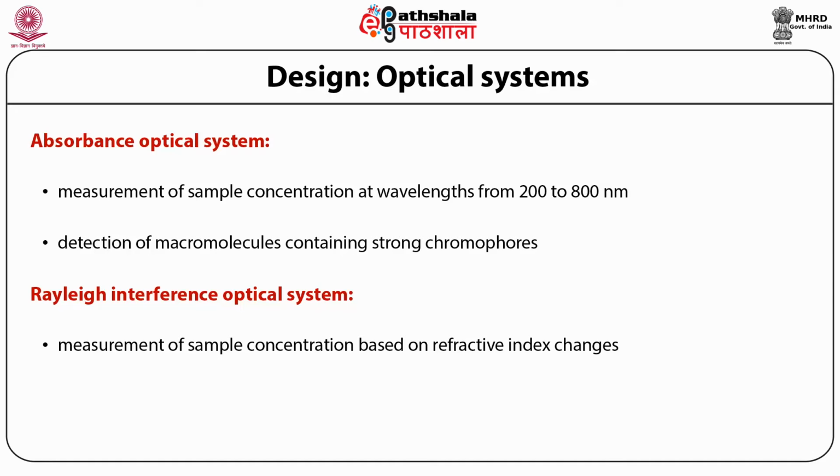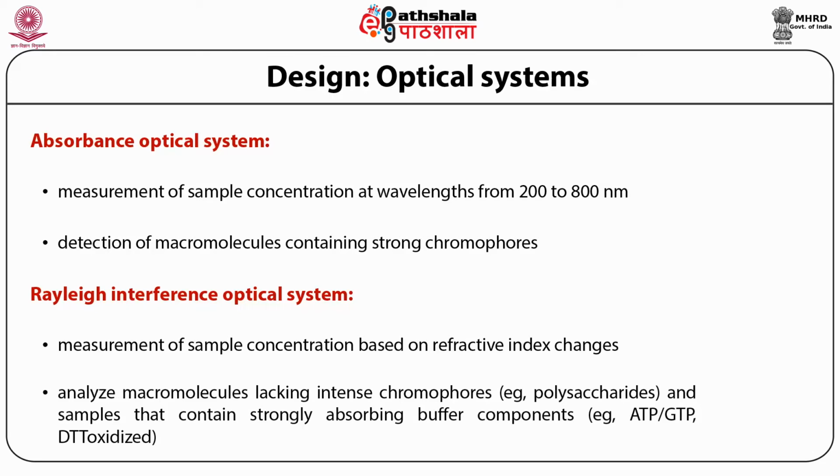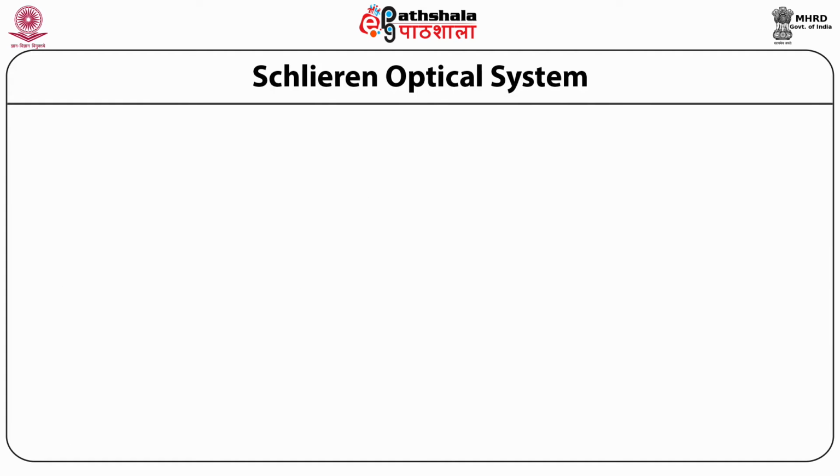So there are two systems actually: one is the absorbance optical system, and one is the Rayleigh interference optical system, used for the measurement of sample concentration based on refractive index changes. The refractive index changes are used for the analysis of macromolecules lacking an intense chromophore, and for samples that contain a strongly absorbing buffer component like ATP, GTP, DTT, etc. So now we discuss the Schlieren optical system.